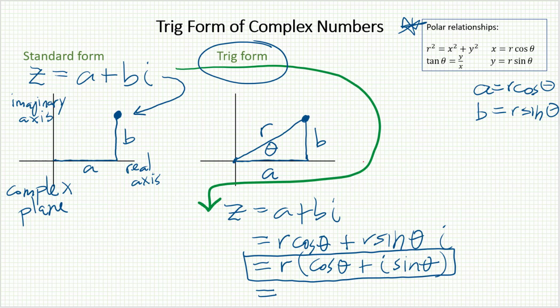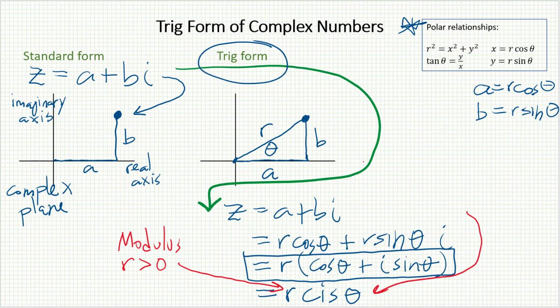There is a way to abbreviate this as well. We write r cis theta, where cis theta stands for cosine theta plus i sine theta. In this new form, the r is called the modulus of the number. And to keep things simple, our modulus, our r, will always be positive. The theta in this definition is called the argument.